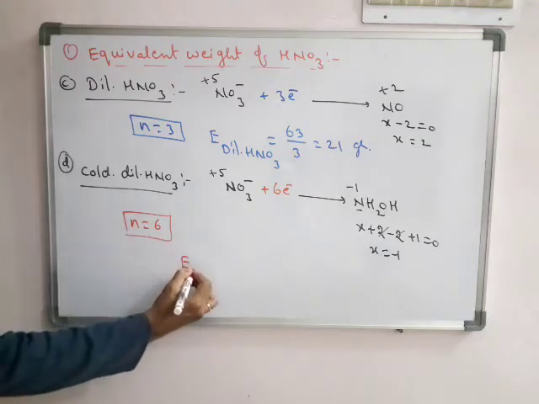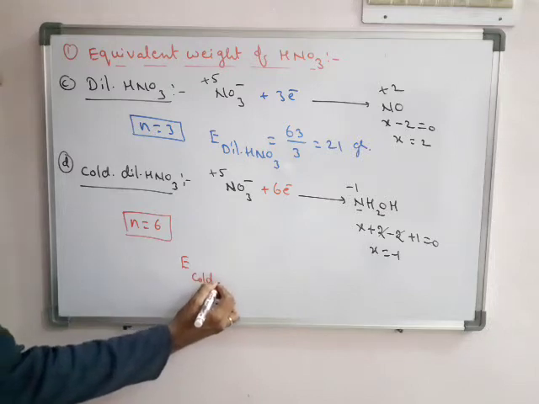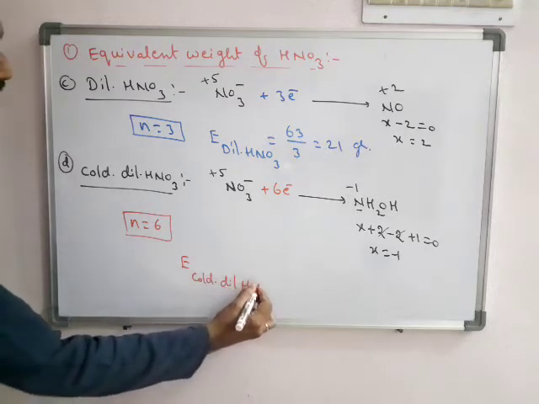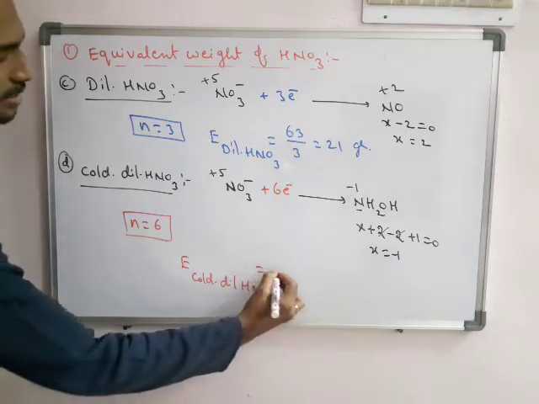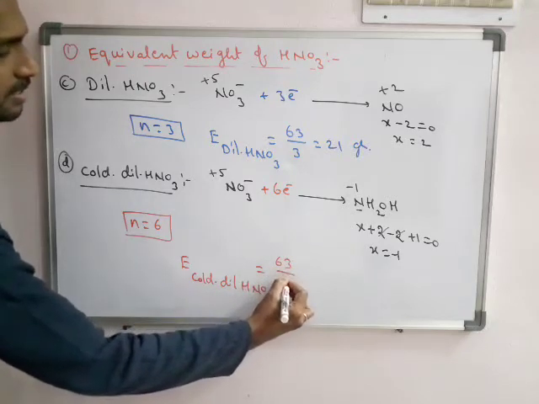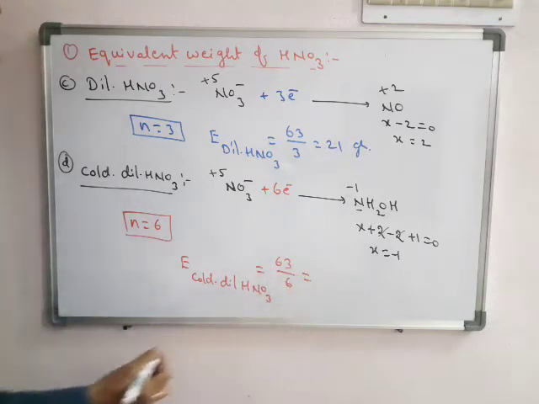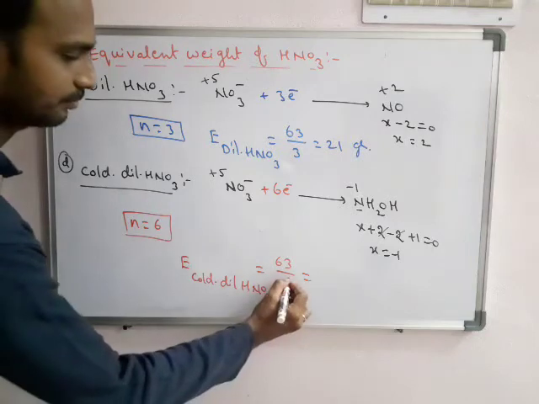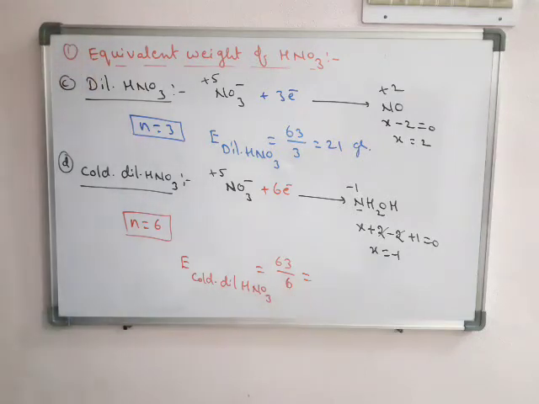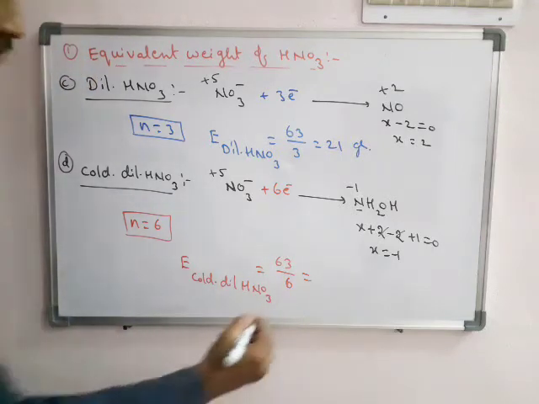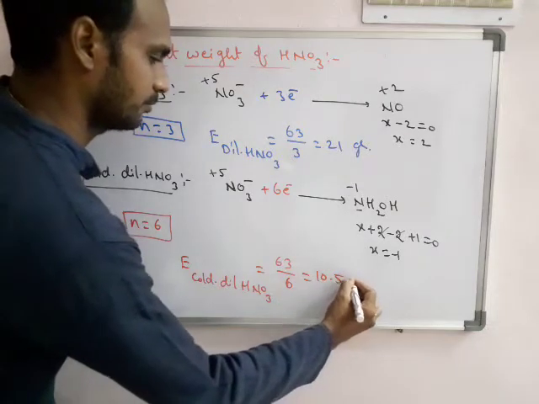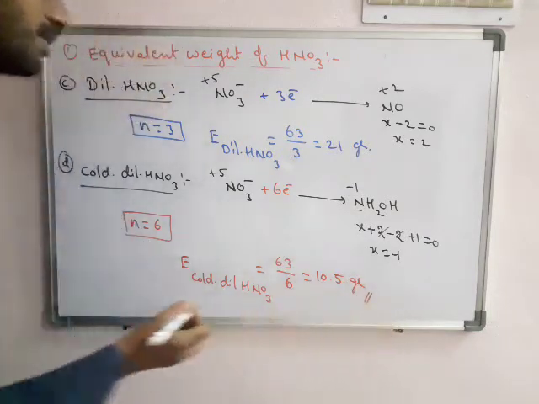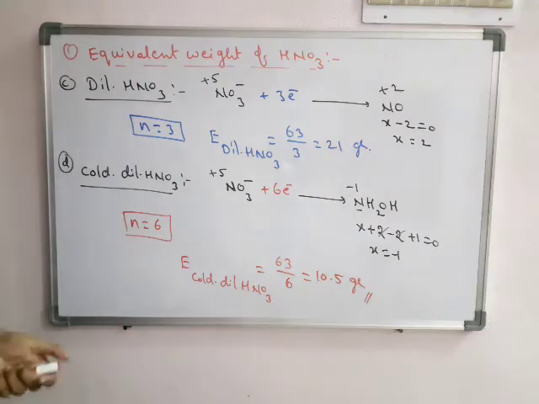So what is the equivalent weight of cold dilute HNO3? It is equal to 63 by 6, okay, 10.5. So in terms of weight, we are taking it as grams.